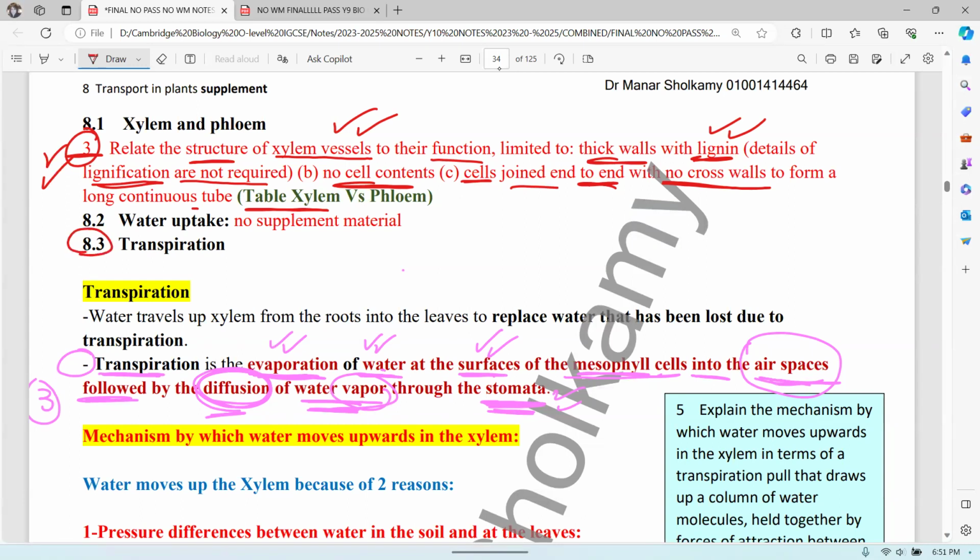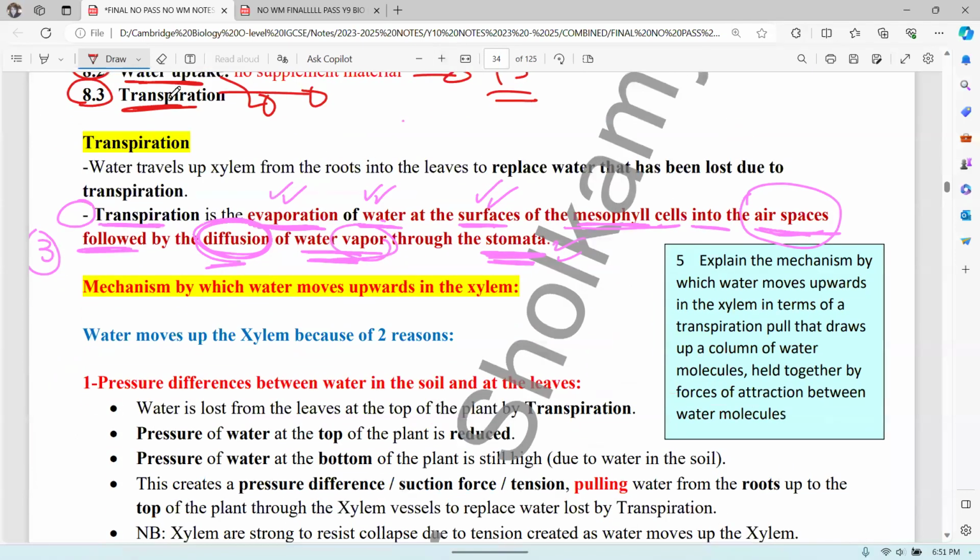And then 8.2, water uptake. You will find this in year 9 notes because there is no supplement material, which is the osmosis and down concentration gradient part. Transpiration. Transpiration is purely supplement. That is why it is very important. Transpiration definition and how it happens. Let's read it together. Water travels up the xylem from the roots into the leaves to replace the water that has been lost due to transpiration.